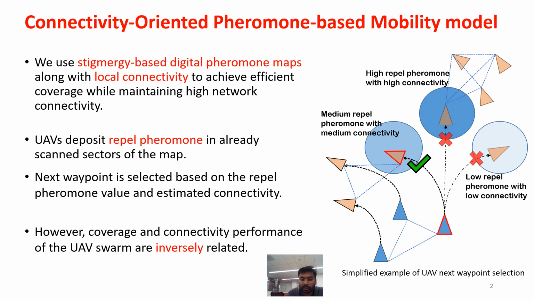However, one of the challenges of the scheme is that the coverage and connectivity performance of the UAV are inversely related. As seen in the diagram on the right, the waypoint on the right has low pheromone value but also has low connectivity, whereas the waypoint in the middle has high pheromone value but high connectivity. But this gives bad coverage. So we need to select a waypoint that is able to give us good coverage as well as good connectivity.